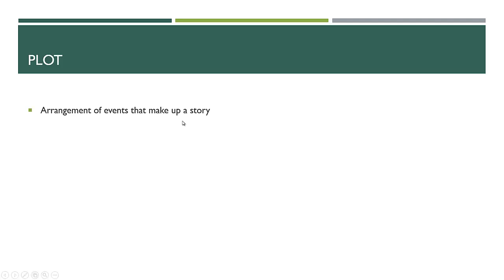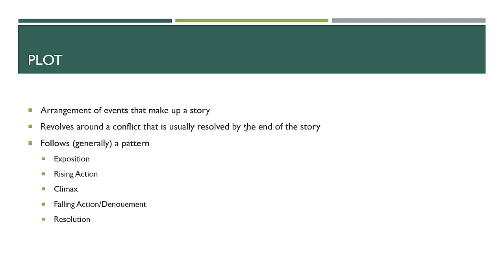Plot is, of course, the arrangement of events that make up a story, and the plot usually revolves around a conflict. Conflict is usually resolved by the end of the story. We have some kind of resolution to the problem, but not always. In general, plot follows a pattern. Again, this is not set in stone. Stories can follow different patterns, but this is the most general form of a traditional story.